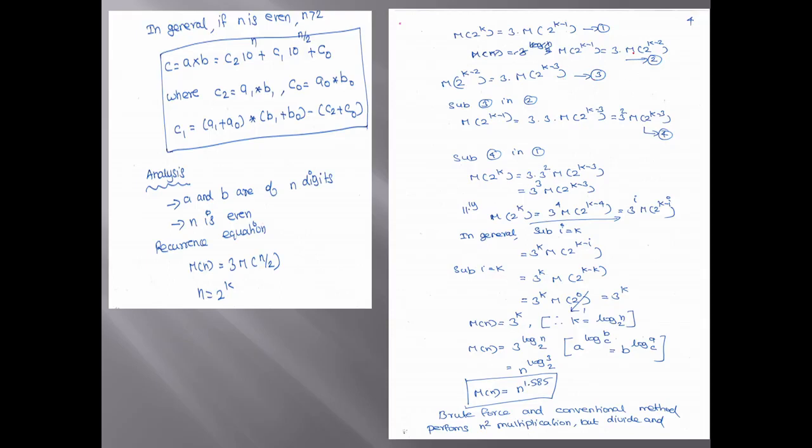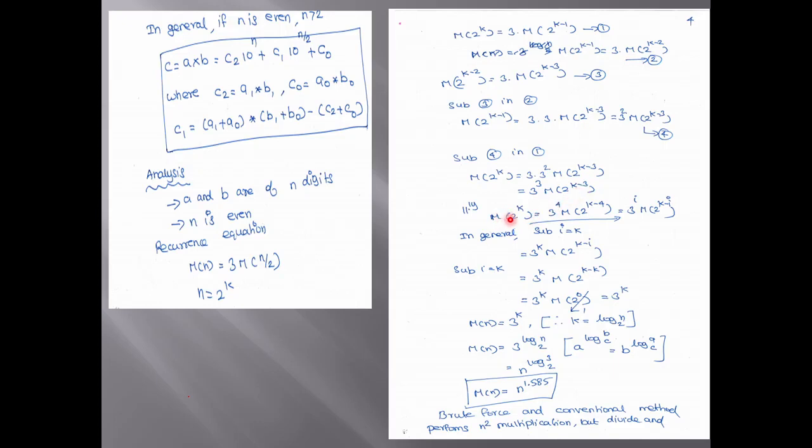3 into, we will get m of 2 to the power of k minus 1 is equal to 3 into 3 m into 2 to the power of k minus 2, which is equal to 3 square m into 2 to the power of k minus 2. Substitute 4 in 1. M of 2 to the power of k is equal to 3 into 3 square into m into 2 to the power of k minus 2, which is equal to 3 cube into m into 2 to the power of k minus 3.